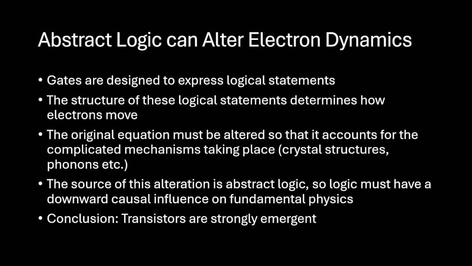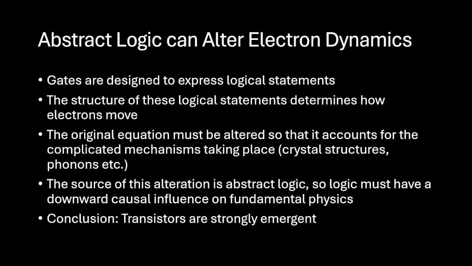Now, what Ellis does is that he shows that if you want the equation at level 1 to work, you need to change it. You need to alter the equation to account for the complicated mechanisms which take place at the higher level, like crystal structure and phonons. And again, the source of this alteration is the higher level, is the abstract logic. So if abstract logic exists at a higher level, it's influencing things happening at a lower level. So this is downward causation. So the logic itself, the abstract logic, is having an influence on the fundamental physics.